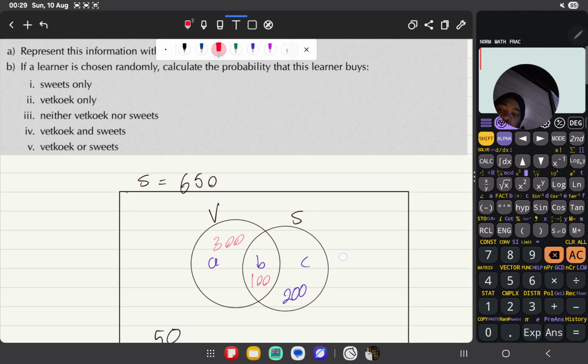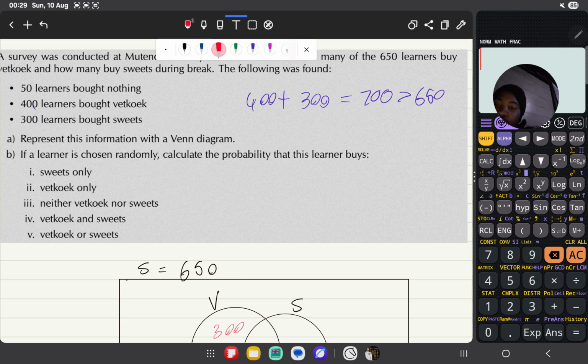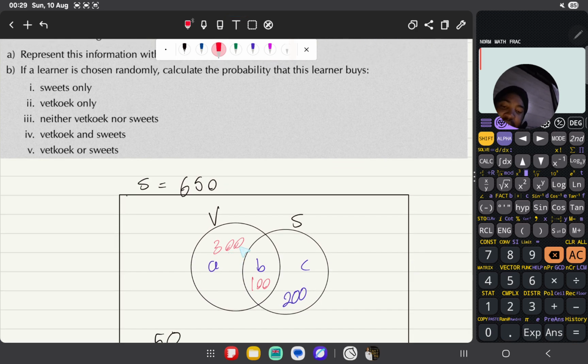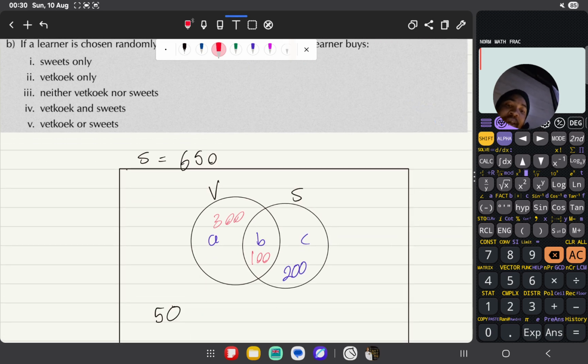And now look, remember we have 400 learners who bought fat cooks, so the number here, 300 plus 100, that is 400, né? And then we also had 300 learners who bought sweets, and it's 100 plus 200, né?